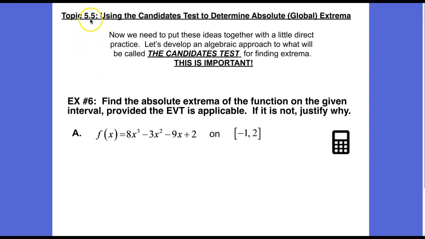Now, topic 5.5 from the AP Calculus course and exam description is using the candidates test to determine absolute or global extrema. So this is an analytic method that we can use to test all of the possible candidates for absolute extrema. And so let's think about what the candidates are. Well, we've already said if it's a closed interval, the endpoints are candidates for being absolute extrema. But what else? What are the values on the inside?